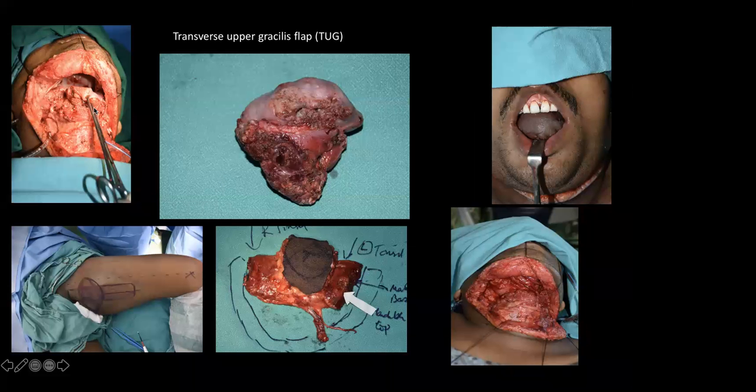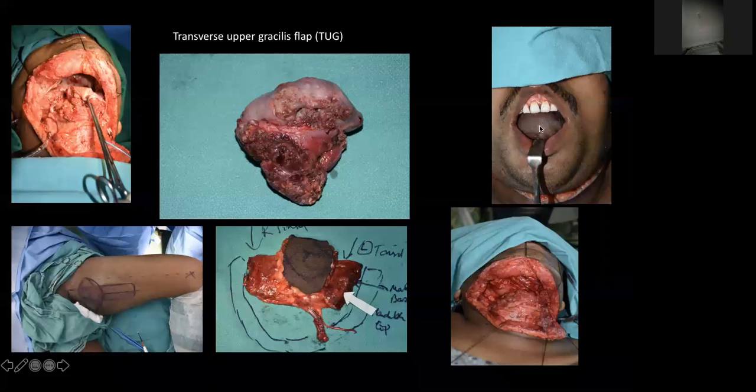So this is a total glossectomy patient. This is the valvular mucosa. This is the specimen that has been excised. This is the TUG flap that has been marked. And here you can see the skin paddle is not raised off the muscle at all. So you use the skin paddle for the neo-tongue and you use the muscle to recreate the oral diaphragm. This is how the protuberant tongue looks like. And this is how the floor of mouth is reconstructed with the muscle.